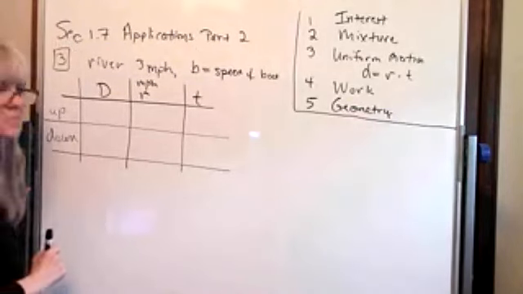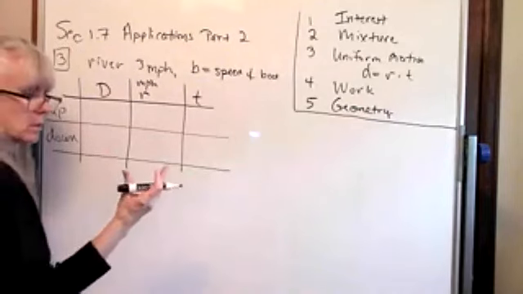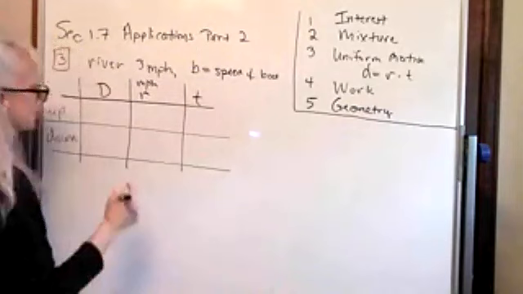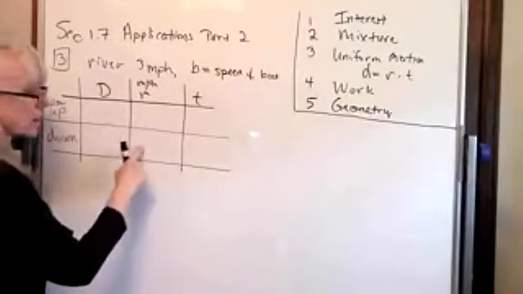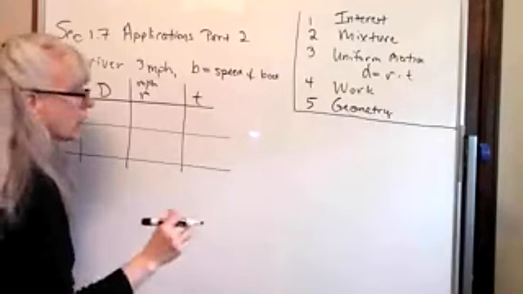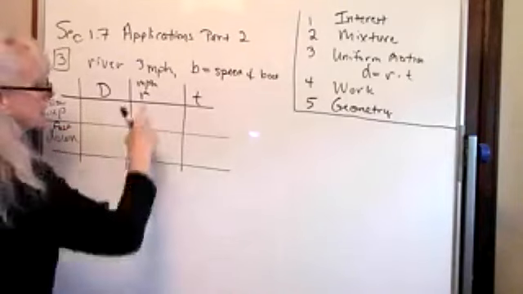So far, so good, I hope. Okay, well, what do we know? Well, we know that when we go upstream, the river is fighting against us, so we're going to go slower. So I'm going to put a little slow over here. If we're going downstream, the river is pushing us along and it tends to speed us up. So we're going fast. That's going to help me get this column correct.